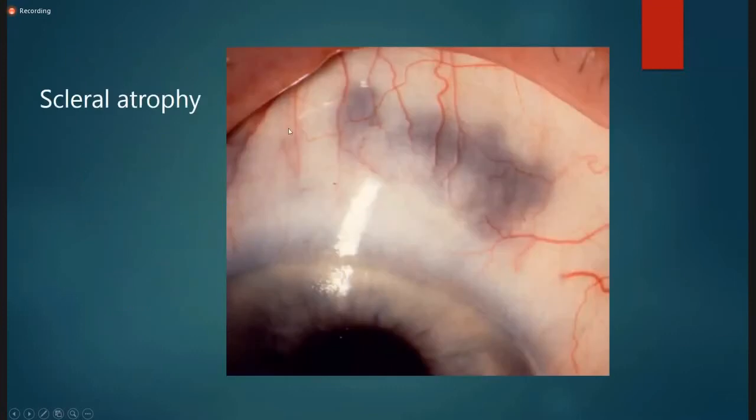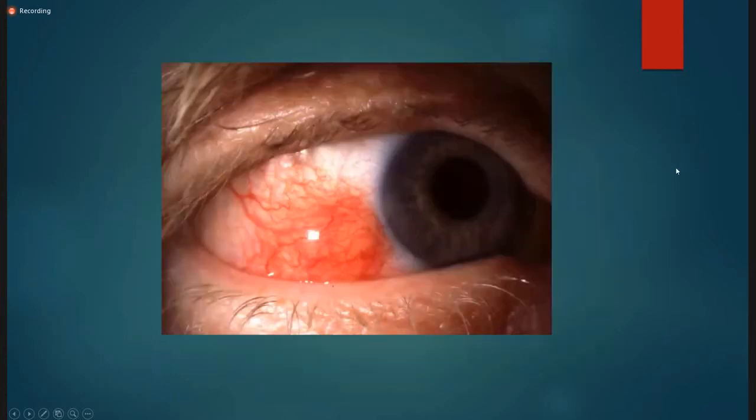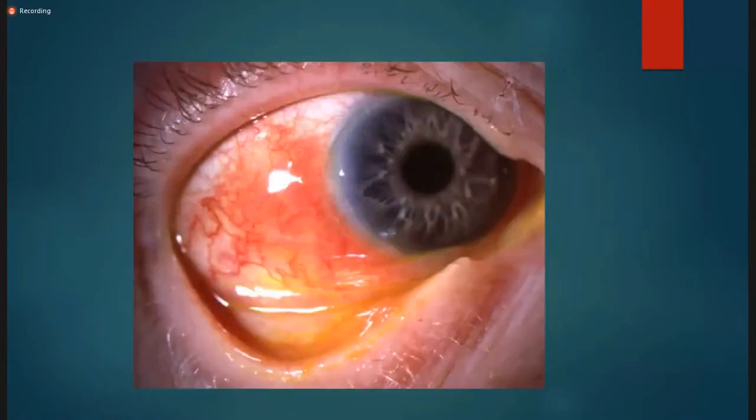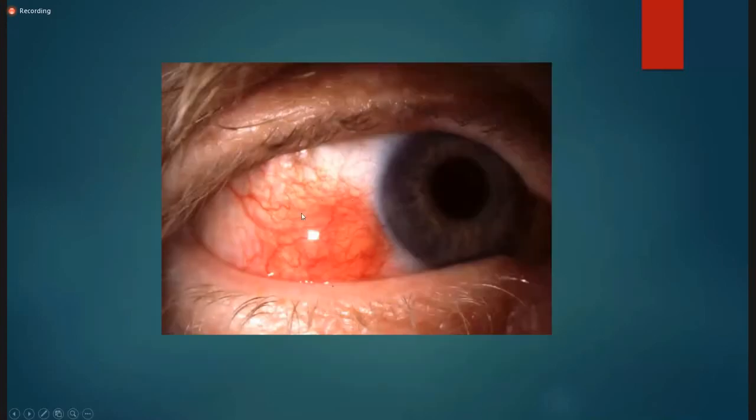I'll show only two or three figures. This is scleral atrophy, which shows the inner side of the uveal tract, that is choroid. Here lies the iris, this is ciliary body, and here lies the choroid. You can see the choroidal layer due to thinness of the sclera. By this sign you can see the scleral atrophy. These two figures are not the same. This is an episcleral nodule.